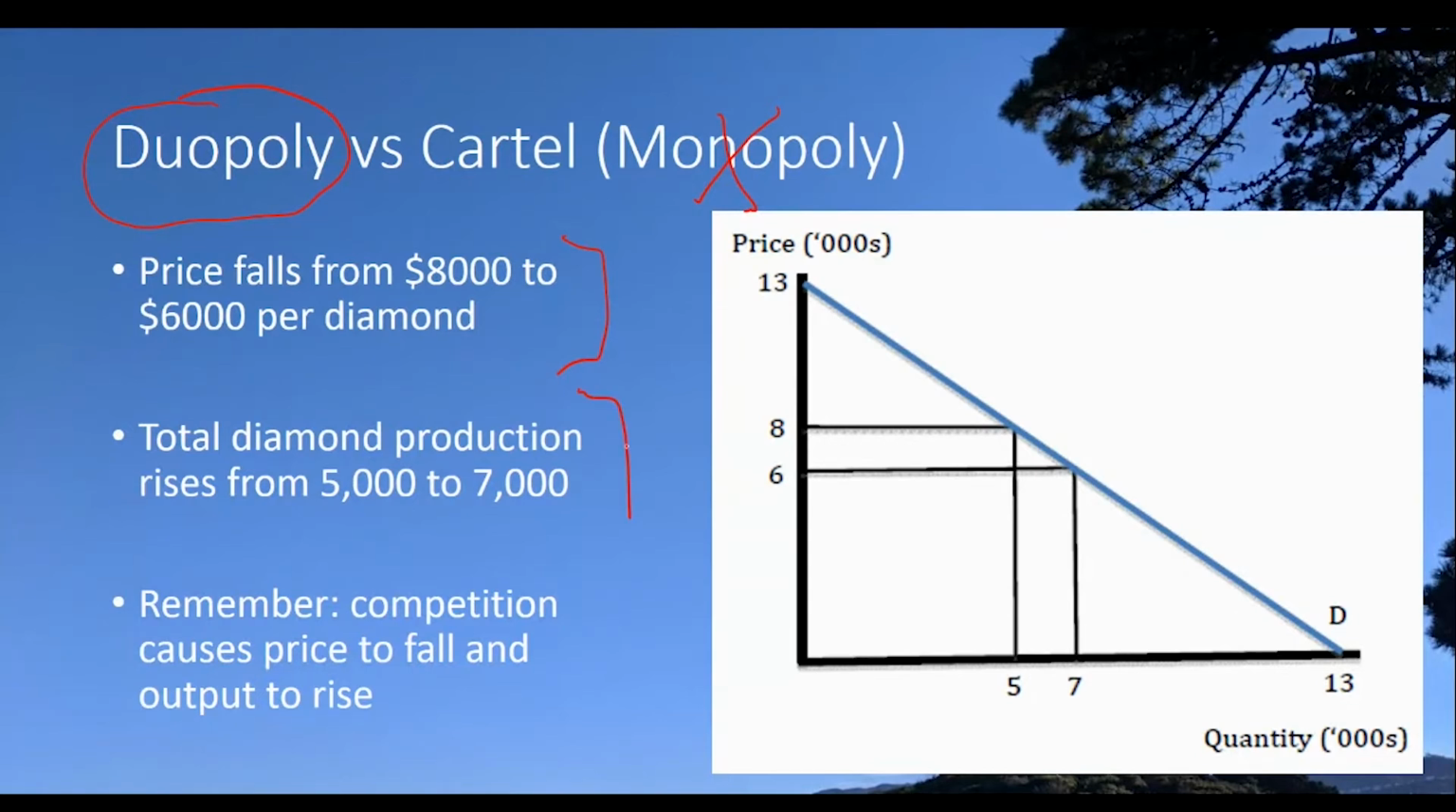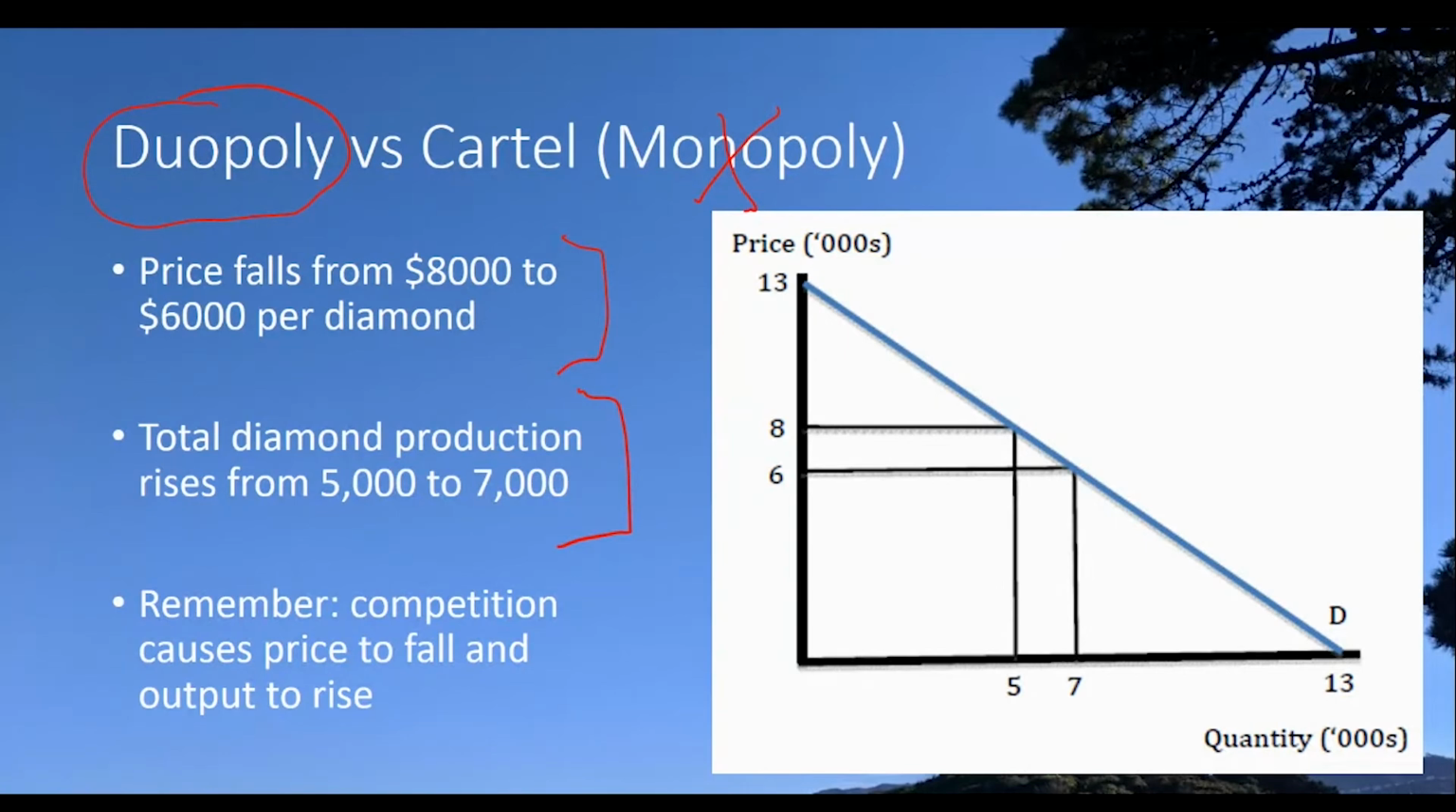And they do this because the second incentive is to increase diamond production. So both of them increase their diamond production by 1,000 units. Increased supply, decreased prices is what competition, or the movement from monopoly to duopoly, is generating here in this particular example. All right? Again, remember, lower prices, higher output from competition in this particular market.